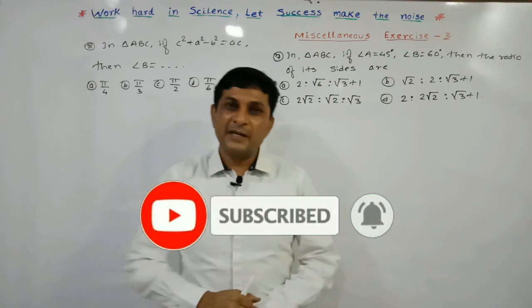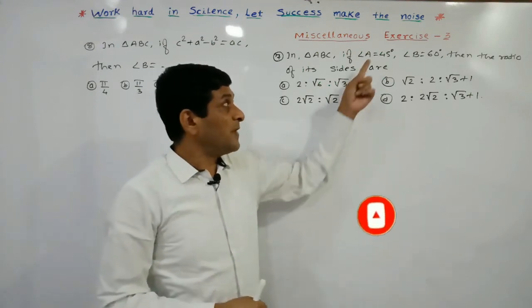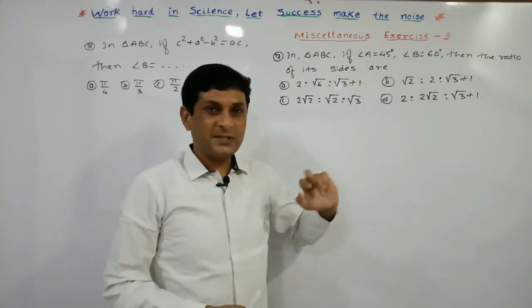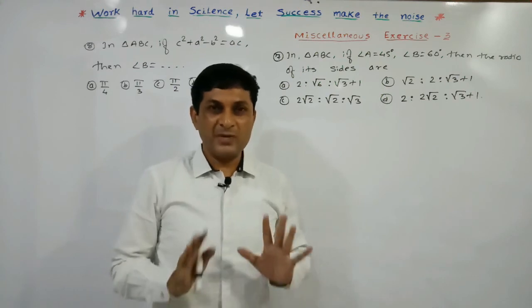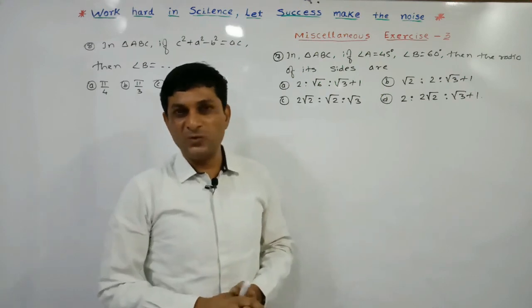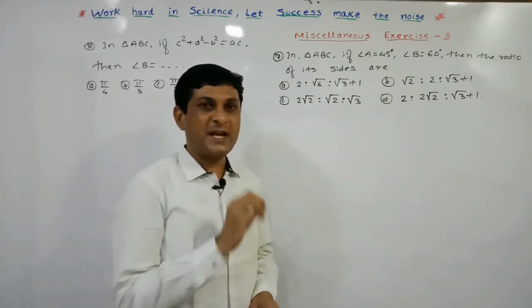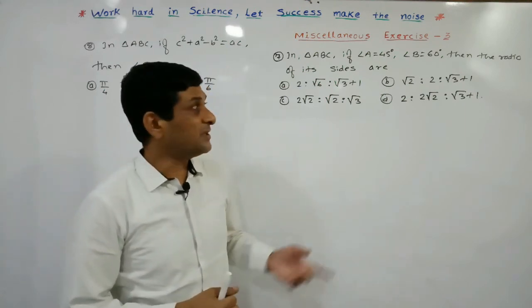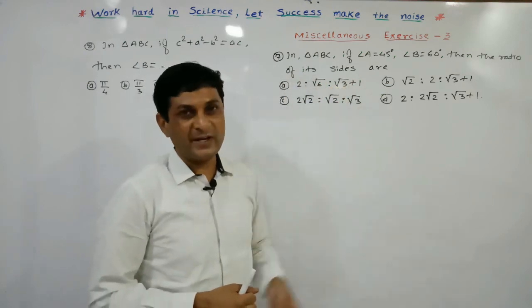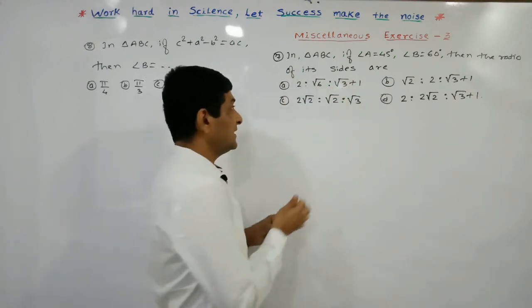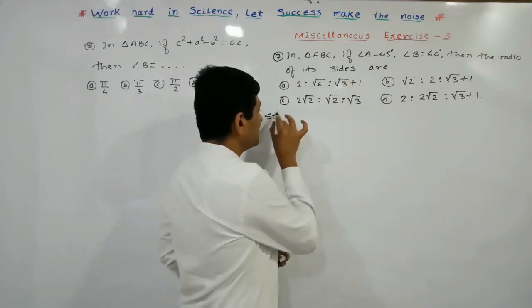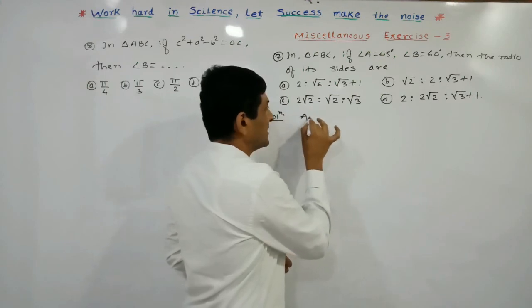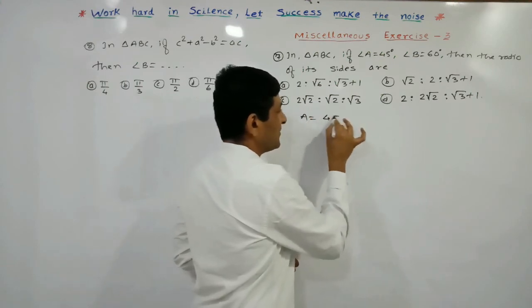See, in example number 7, two angles of the triangle are given to us. If two angles are given to us, we are able to find out the third angle also using the condition that the sum of the three angles of a triangle is equal to 180. So first let us try to find out the third angle, then we will see how to find out the ratio of three sides. Okay, so here it is given to us that angle A is 45 degrees.